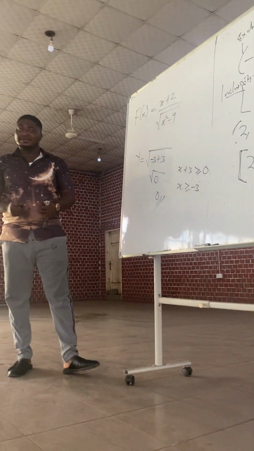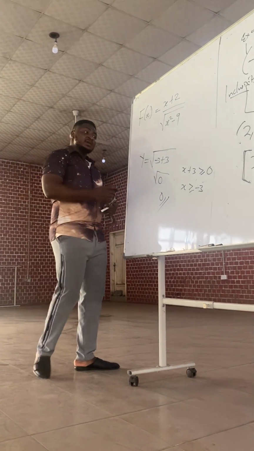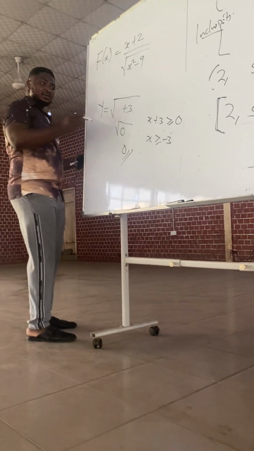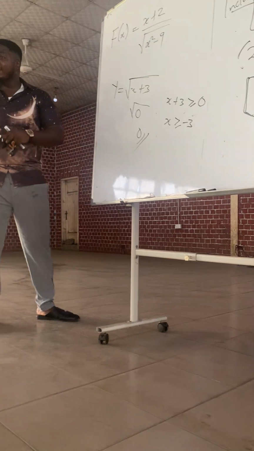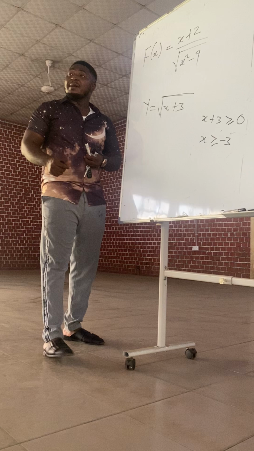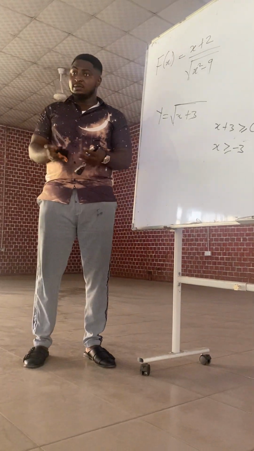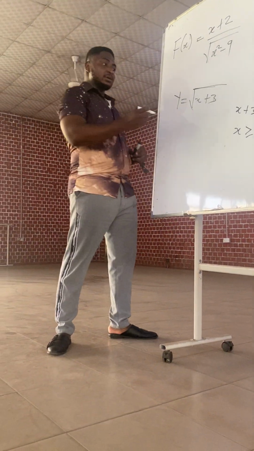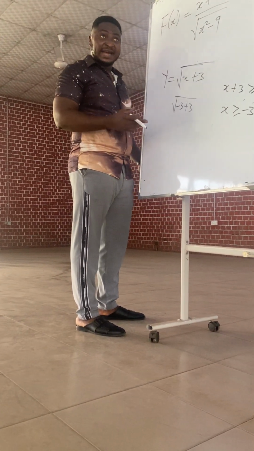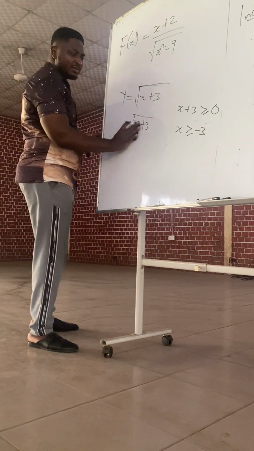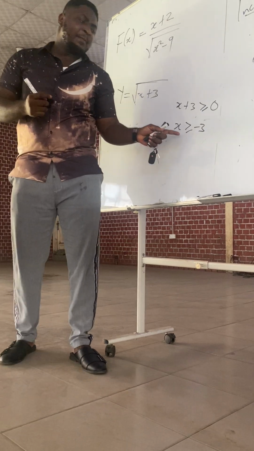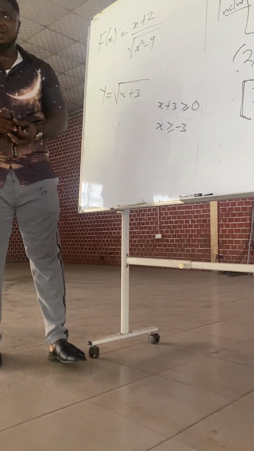So class, the domain of this function is all values of x that are greater than or equal to minus 3. Equal to means that minus 3 is included. Minus 3 can be our domain. Minus 3 plus 3 is 0, right? The square root of 0 is 0, it exists, right? As long as you exist, you can be our domain. The domain of the function is all real numbers greater than or equal to minus 3.